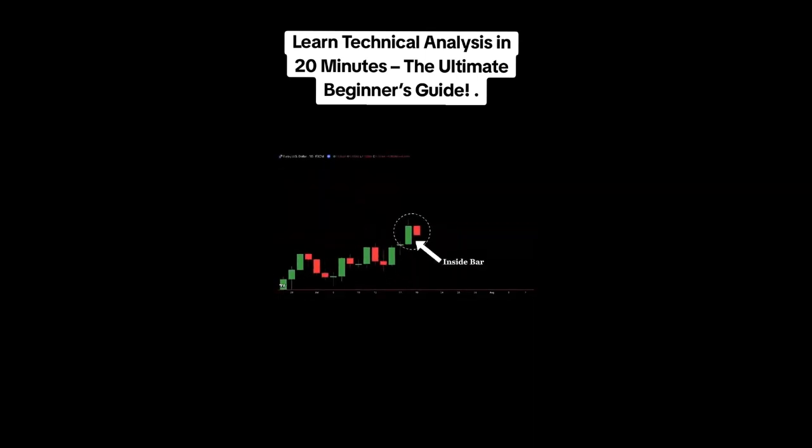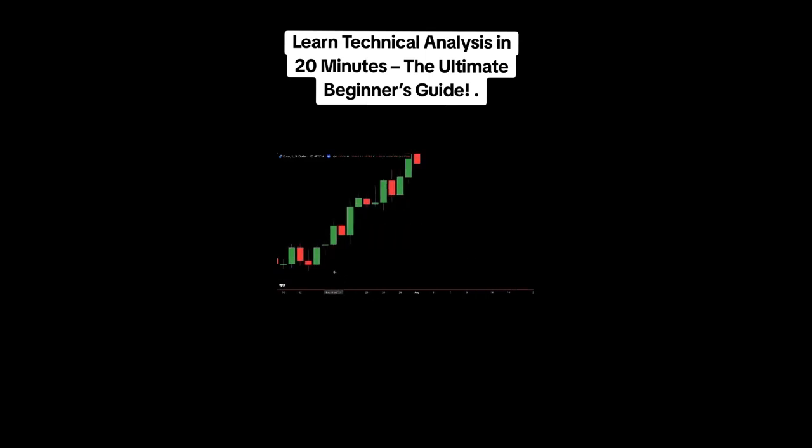An inside bar is a candlestick pattern that signals market consolidation and a potential breakout. It forms when the current candle is completely contained within the range of the previous candle, meaning its high is lower and its low is higher than the previous bar. This shows that the market is in a temporary pause, with neither buyers nor sellers pushing price beyond the previous range. Inside bars often appear after strong moves, acting as a moment of indecision or a build-up before the next big move. When price eventually breaks out of the inside bar's range, it can signal the continuation of the previous trend or a possible reversal.